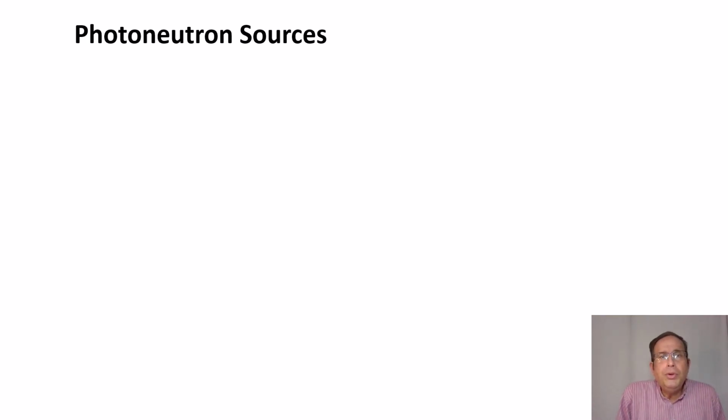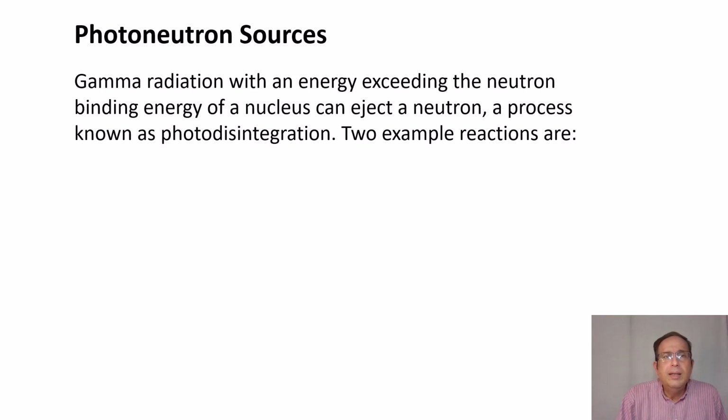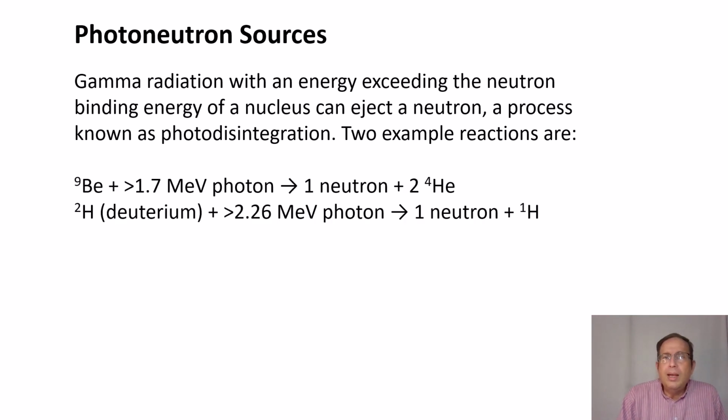Then we talk about photoneutron sources. And what are these? Basically, gamma rays with energies exceeding the neutron binding energy in a nucleus can eject a neutron. And this process is known as photodisintegration. Two examples are, if beryllium is targeted with a photon of 1.7 MeV or greater, it produces one neutron and two helium-4 nuclei. Similarly, a deuteron or deuterium, when it is incident with a photon of 2.26 MeV or greater, produces one neutron and one proton.